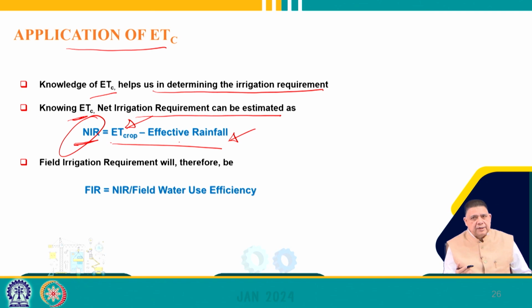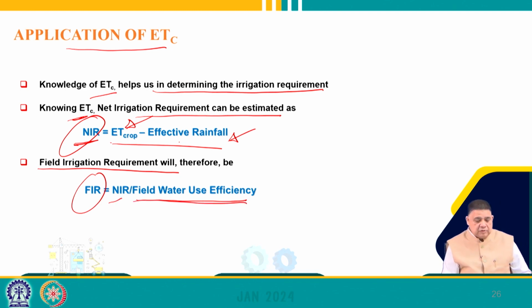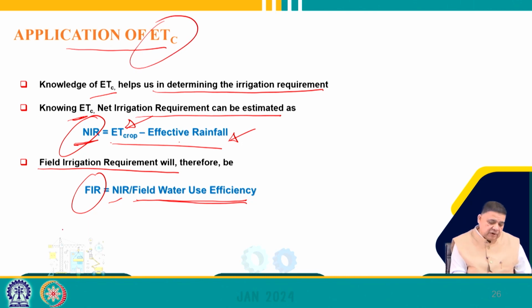That means that much water is needed by the crop to meet its evapotranspiration requirement. And of course, if you consider the field water use efficiency, then the field irrigation requirement can also be estimated by taking that into account. So, FIR is NIR divided by the field water use efficiency. If we estimate ETc for a crop, then we can find out the total field irrigation requirement. That is the practical application of evapotranspiration.